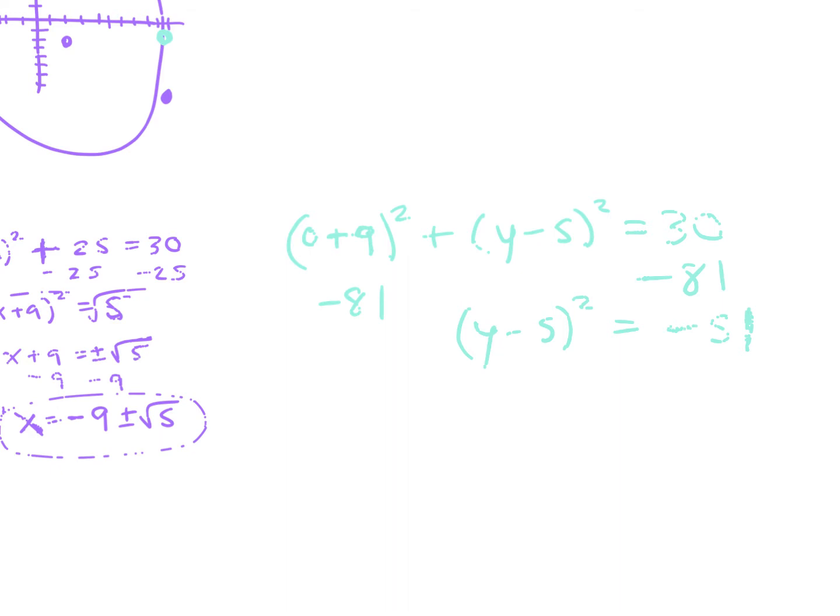What should I do next? Square root it. Can I take the square root of negative 51? Nope, because we don't want imaginary numbers here. So we have no y-intercepts.